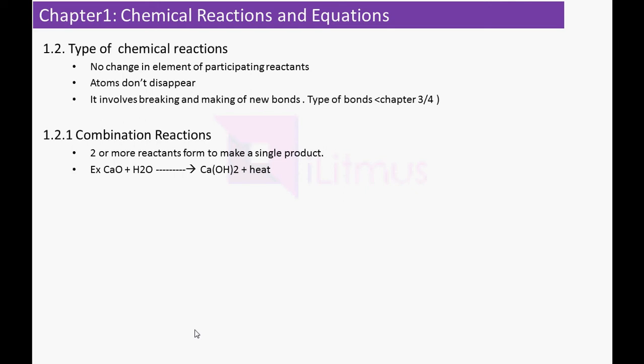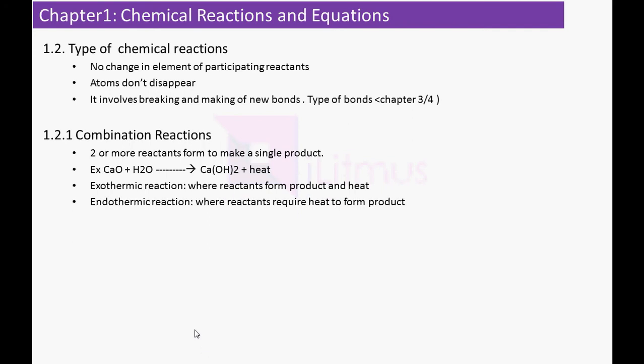Okay, so what happens in this reaction, these two different compounds, calcium oxide, which is called limestone, and water mix and make calcium hydroxide. Okay, so two different reactants make a single product, then this is called a combination reaction. Generally these are exothermic reactions, because what is called exothermic, when reactants form product and some heat gets evolved in this reaction, that is called an exothermic reaction. Endothermic is where reactants require heat to form the product. Okay.